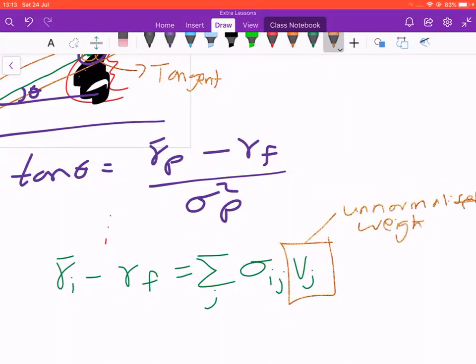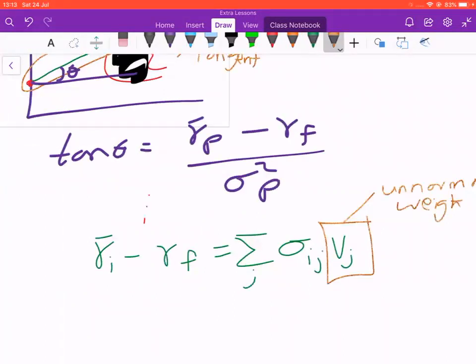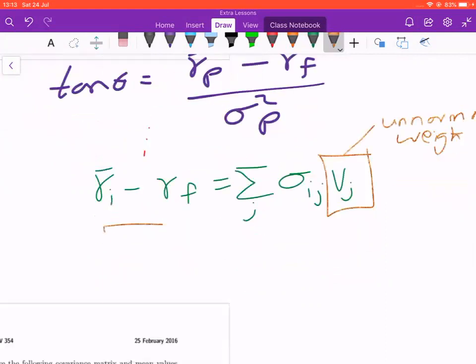So this will be your unnormalized weight. If you have any questions, you can ask them now. So this is basically how you find your tangent portfolio. In terms of matrix, you can write it like this.